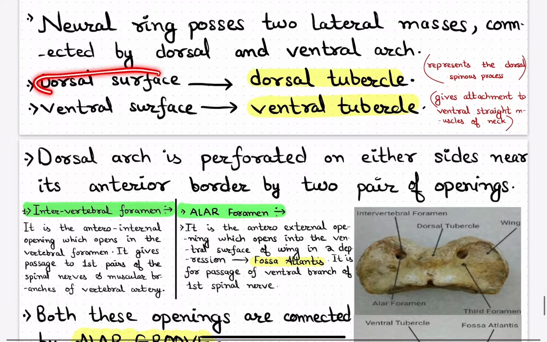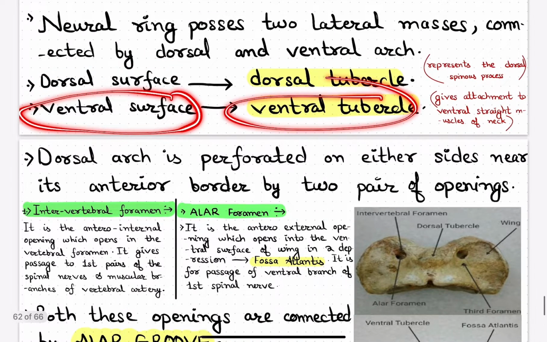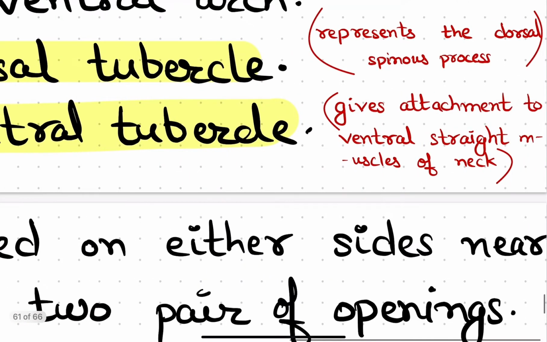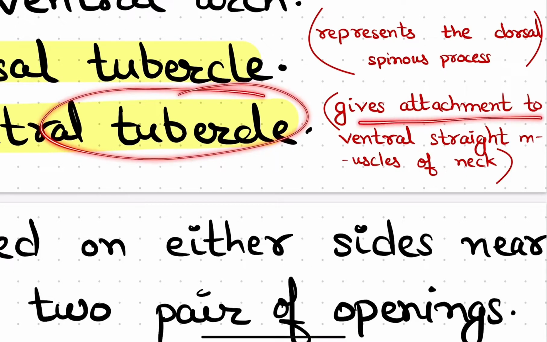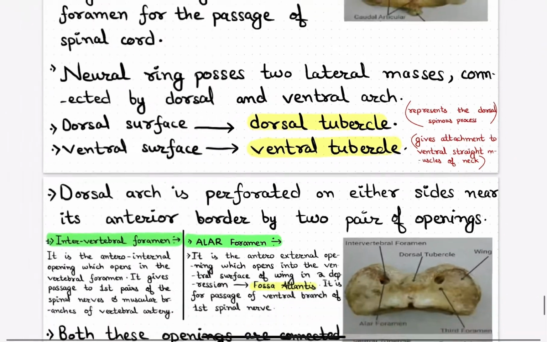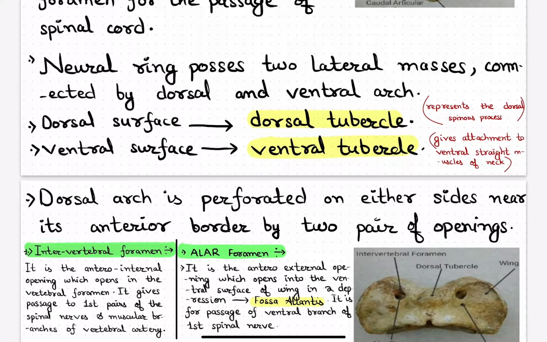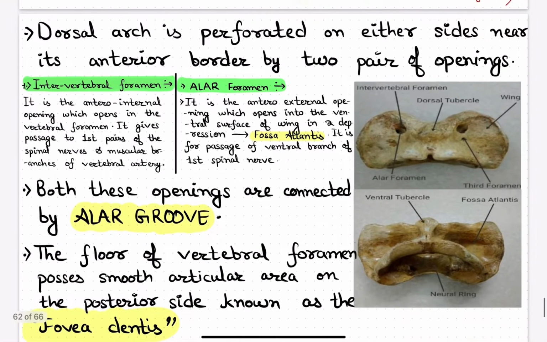Now the dorsal surface has the dorsal tubercle, as I showed in the diagram, and the ventral surface has the ventral tubercle. The dorsal tubercle represents the dorsal spinous process, as I mentioned in the diagram also, and this ventral tubercle gives attachment to the ventral straight muscles of the neck. There are certain muscles in the neck. This ventral tubercle gives attachment to these muscles.